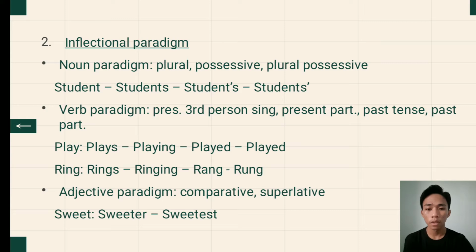And for example, of word ring, rings, ringing, rang, and rung. And the last is adjective paradigm, including comparative and superlative. For example, of word sweet, sweeter, and sweetest.